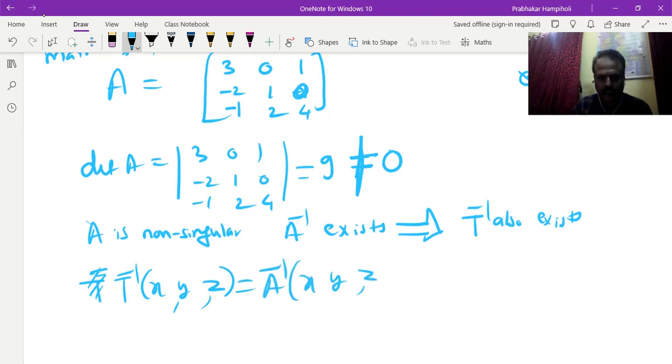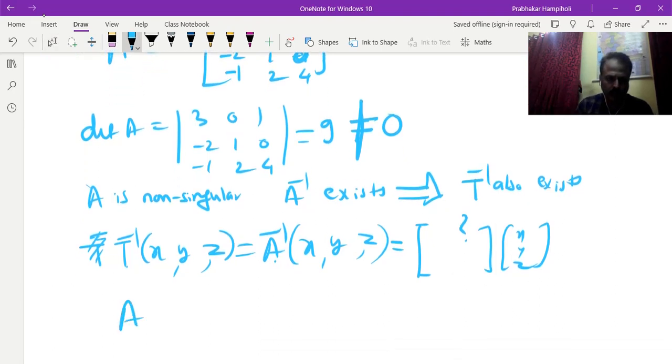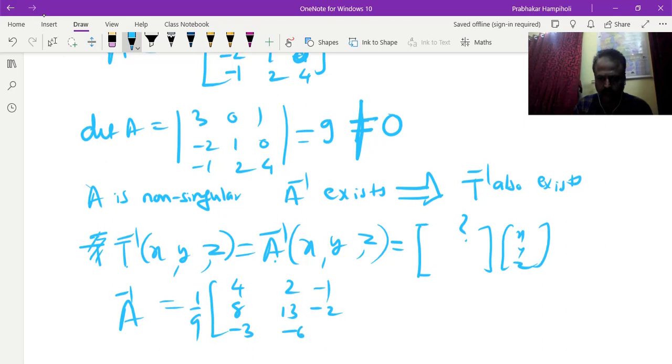Here comes the importance of interchangeability. T and A are interchangeable, which means T inverse and A inverse are also interchangeable. What is the meaning of A inverse of xyz? But what is this A inverse? You have to find it. Let us find A inverse using our knowledge, or you can use calculators also. That A inverse I am giving you directly here: 1 by 9, 4, 2, minus 1. You use a calculator to find A inverse; don't spend time on it in examination. Your knowledge of finding A inverse using adjoint and all that, let it be. Here you have to keep xyz.